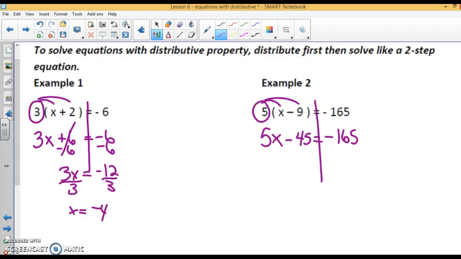Now we are at a classic 2-step equation. I'm going to add 45 to both sides. So 5x equals negative 125. Divide both sides by 5, and I get x is negative 25.